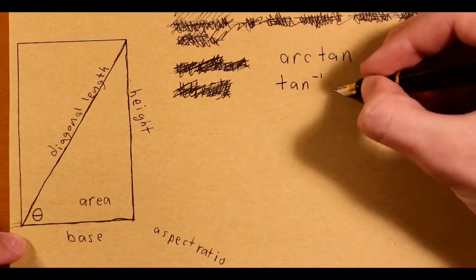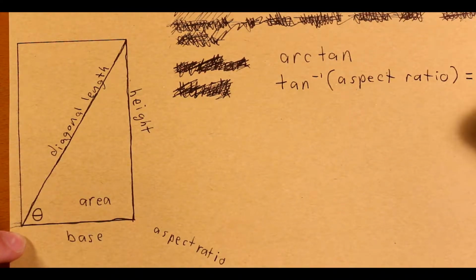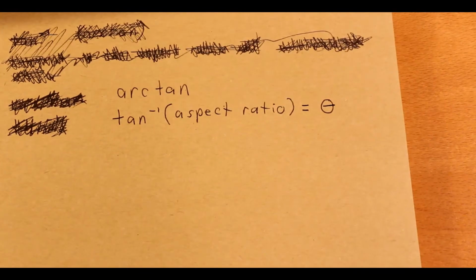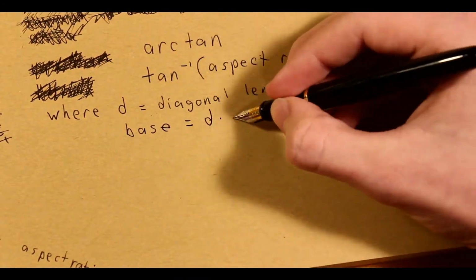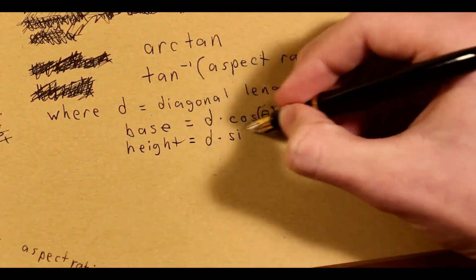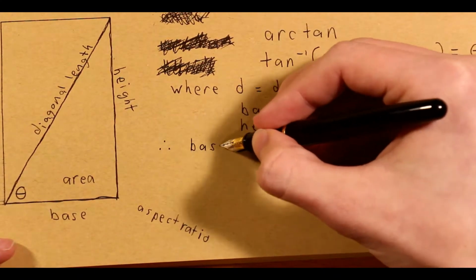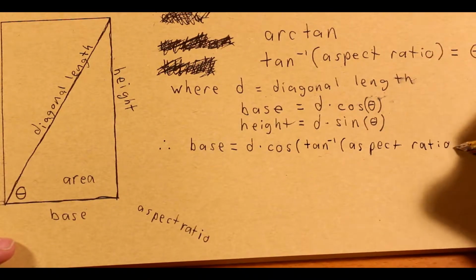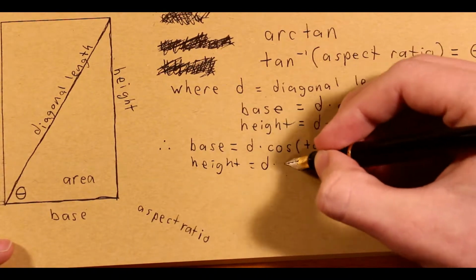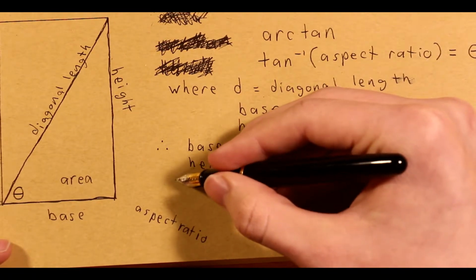Arctan is an inverted version of the tangent function, which discovers the base and height of triangles. We will find theta using the arctan of the aspect ratio, then we will use the trigonometric functions sine and cosine along with the diagonal length to find the base and height. The base of the triangle is the diagonal length times the cosine of the arctangent of the aspect ratio. The height of the triangle is the diagonal length times the sine of the arctangent of the aspect ratio.